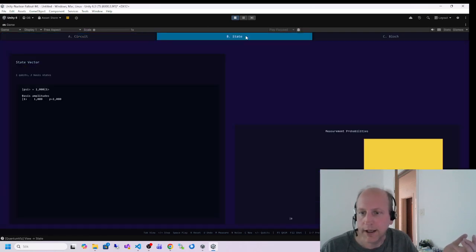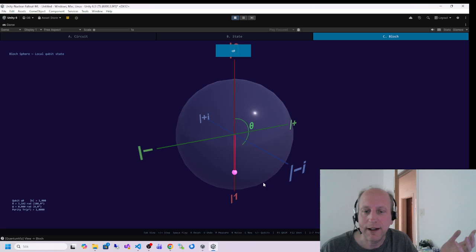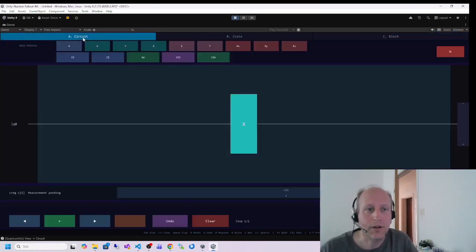Here we measure probabilities, so the probability is 100% that it will be 1. We will see this on the Bloch sphere. It's pointing at 1. Let's go back to the circuit, and we can do a measurement, and it will be 1.